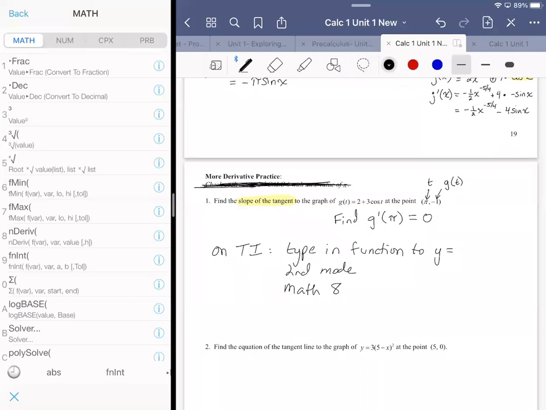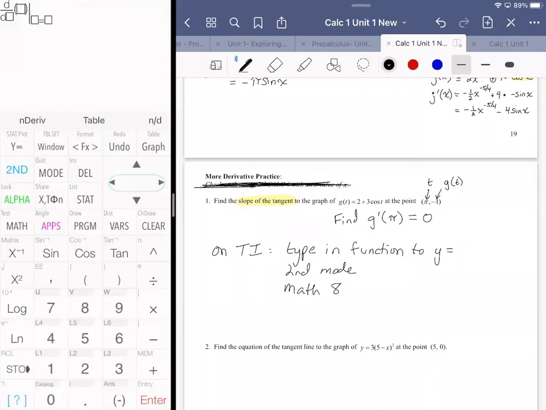So math option 8, and it'll bring up this stuff. I don't know how else to describe it, right? So you'll have basically the notation that we've been using, just slightly different, because that's how TI operates. They got to do everything slightly different. So this is what shows up on your screen.